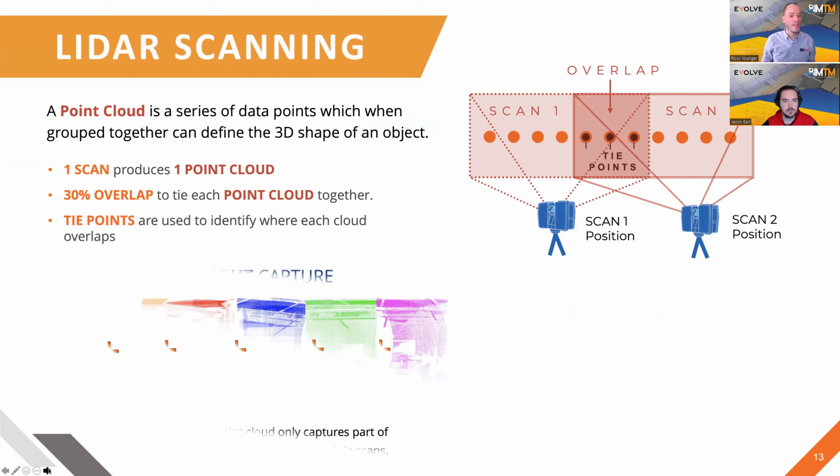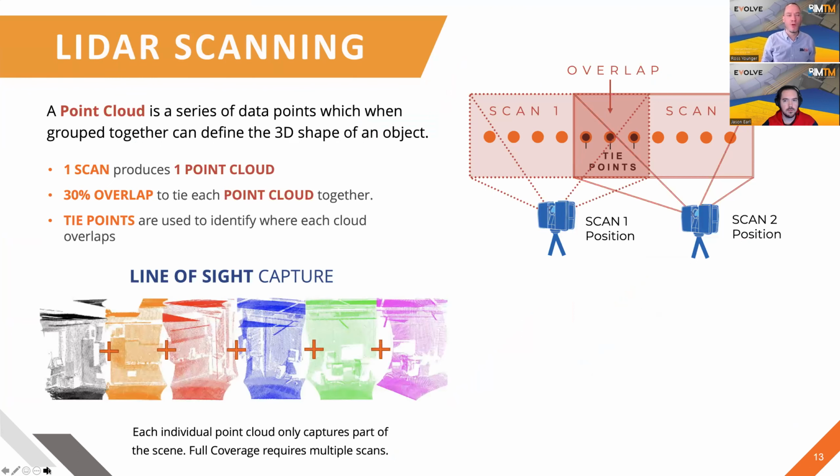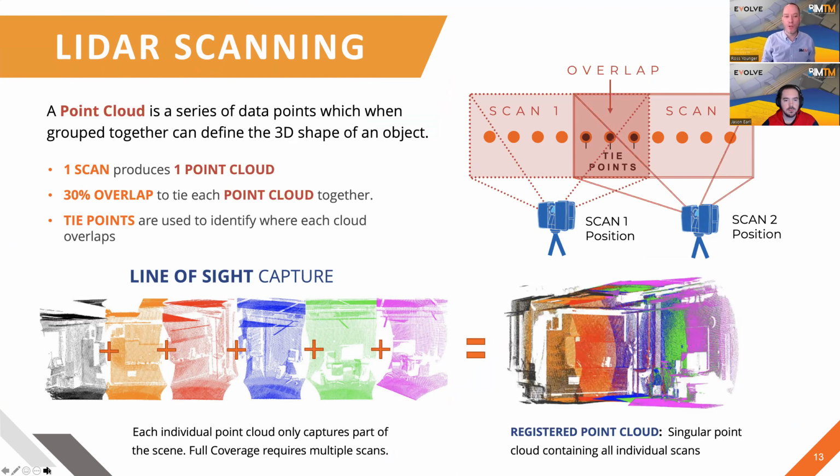And then looking at scanning, essentially what you also need to realize is that although each scan produces a point cloud, you, in almost all cases, need to do a large number of scans and combine them into what we would call a registered point cloud. And you do that by making sure that there's sufficient overlap between the different points, and then tying those together in the registration process. And then you get what is called a registered point cloud.